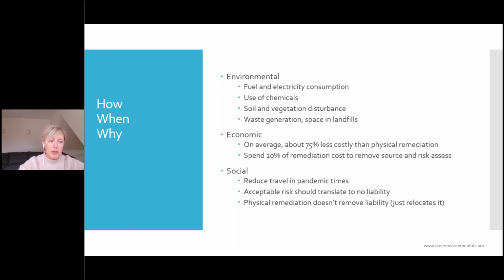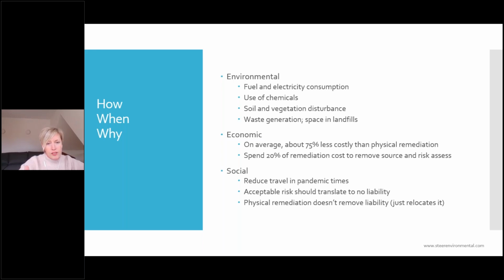From an economic perspective, on average, risk assessment costs about 75% less than physical remediation of sites. And the standard is if you could take 20% of your remediation costs to remove the source and then risk assess the residual, there's a huge opportunity to be had there. And that is something that a risk assessor will happily work with you on, is you can hand over a data set and say, how much of this can we risk assess and how much do we have to remove in order for the risk to be acceptable?